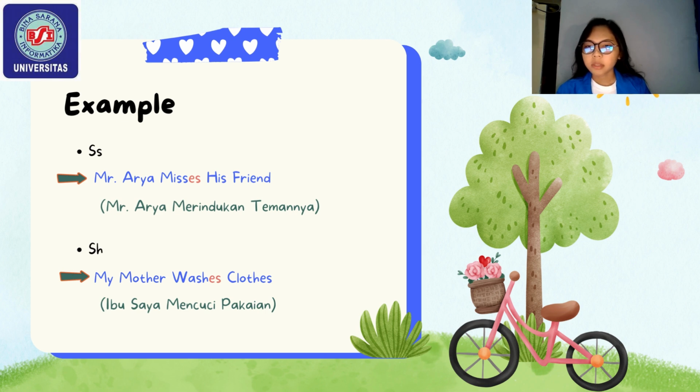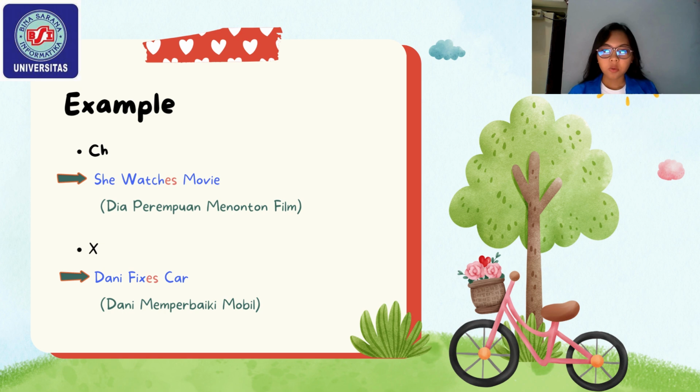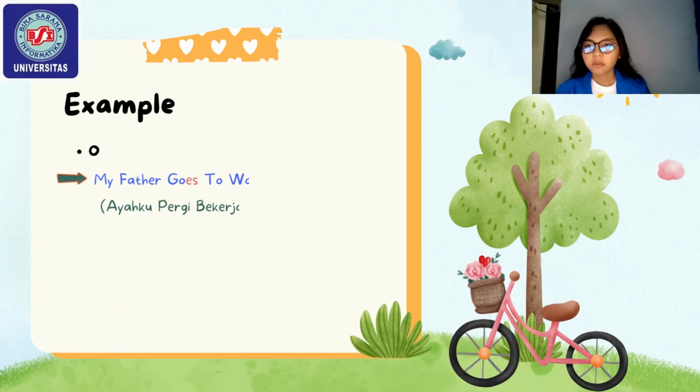Mr. Arya misses his friend. Number 2, sh. My mother washes clothes. Number 3, ch. She watches movies. Number 4, x. Danny fixes cars. And number 5, o. My father goes to work.